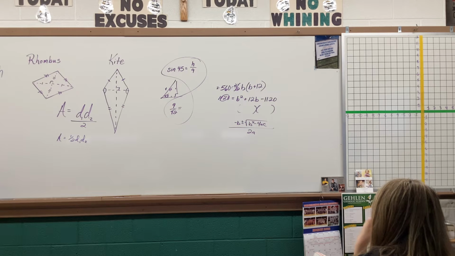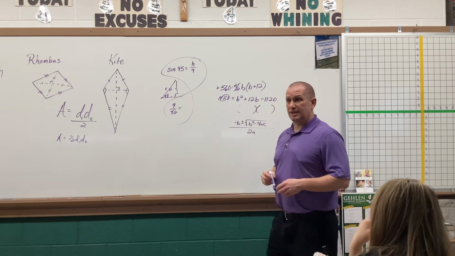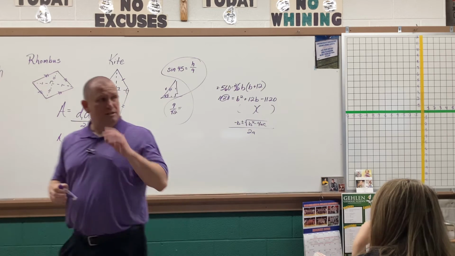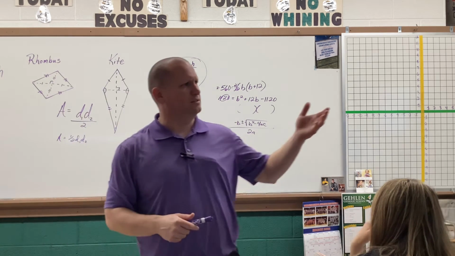How are you going to make two different equations of it? B plus 12 equals 560, but B plus 12 is not equal to 560. That's why you can't make two equations. So by this, I would say it's probably B, right?